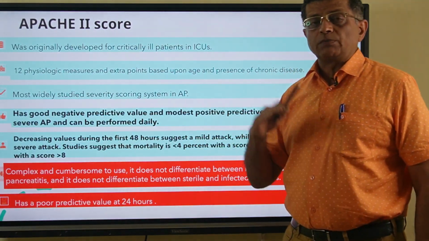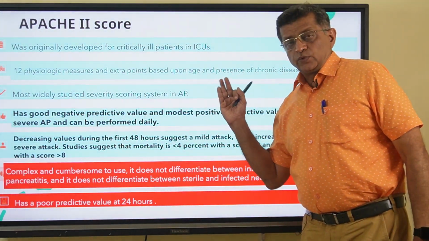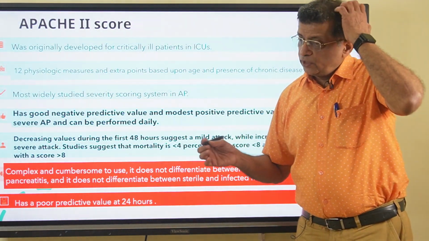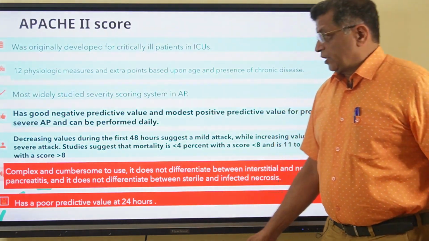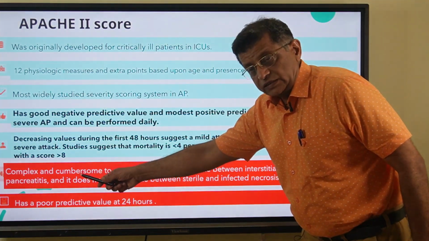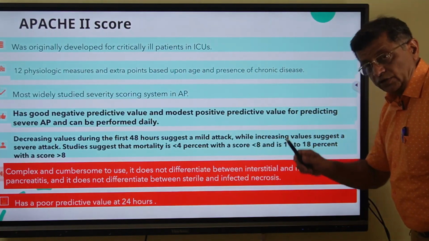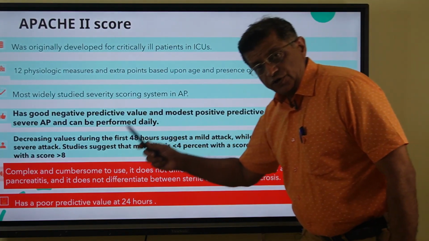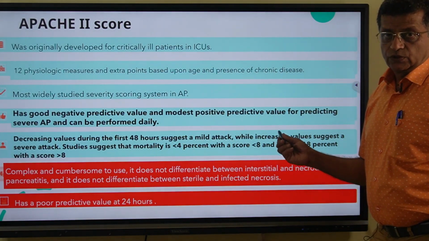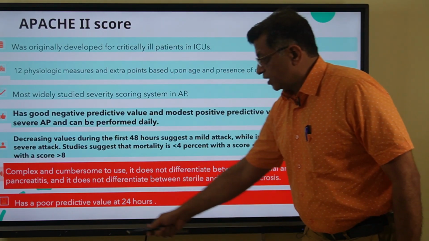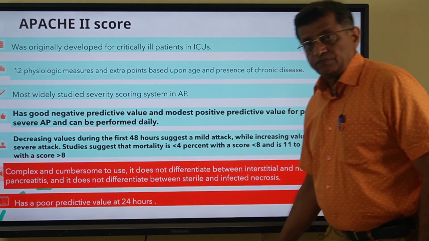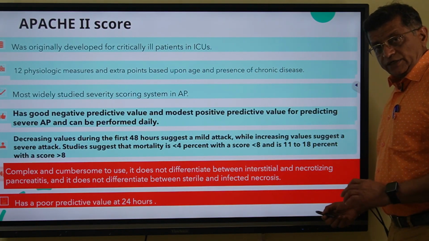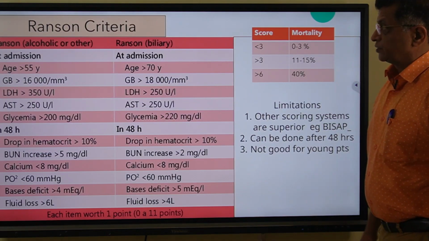So as soon as the score goes above 8, I have not gone into detail of how to calculate the APACHE II score. There are calculators available online and you can use them. The problem with the acute physiology score is that it is complex and cumbersome, and it does not differentiate between interstitial and edematous pancreatitis. It also does not differentiate between sterile and infected necrosis. So that is the problem. Secondly, it has poor predictive value at 24 hours. So that is why the APACHE score is now less commonly used for predicting the severity of acute pancreatitis.